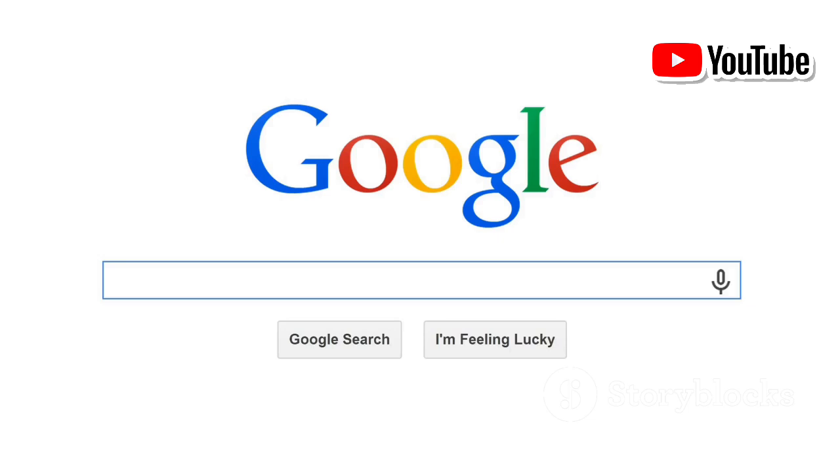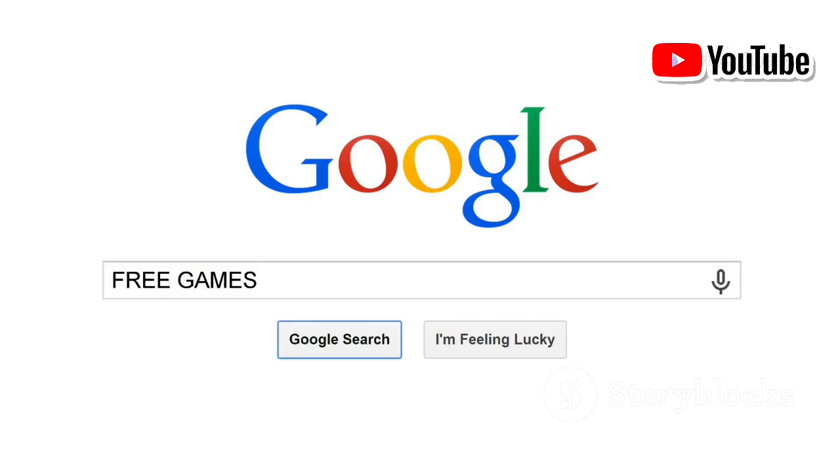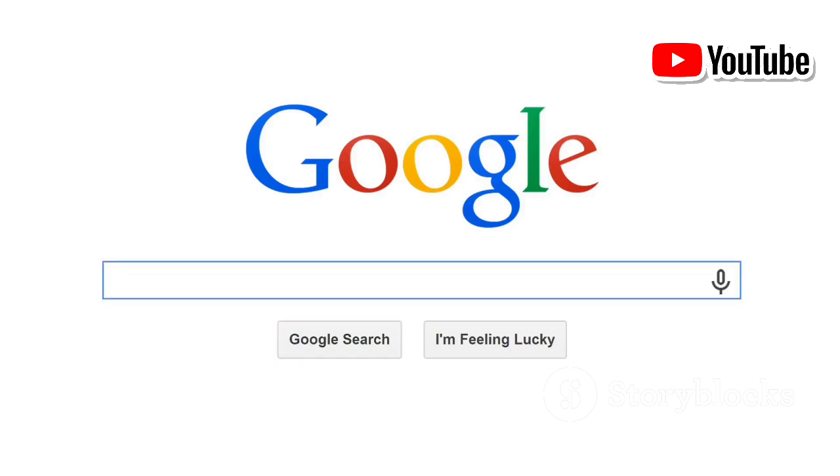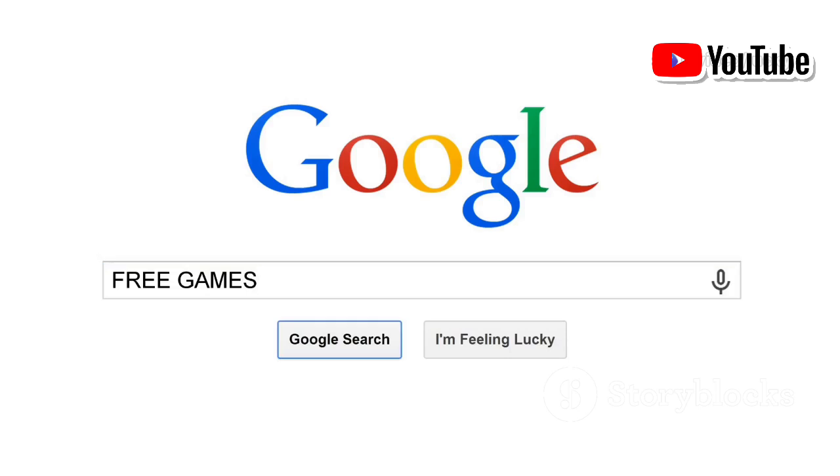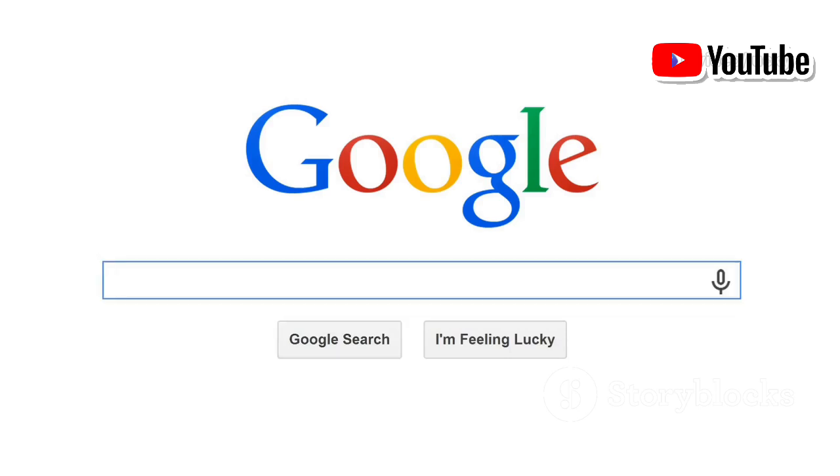HTML also makes it possible for search engines to understand and index web pages. By using semantic HTML tags, developers can provide additional information about the content, making it easier for search engines to interpret and rank the pages. This helps improve the search engine optimization, SEO, of the website, increasing its chances of being found by users.